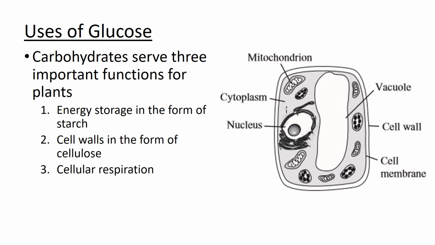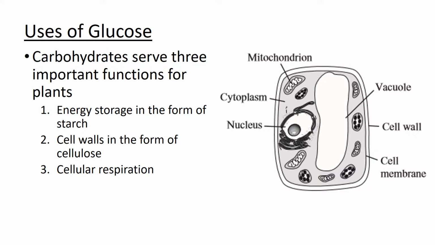For one thing, plants can store energy in the form of starch. Starch is a carbohydrate. It's a bunch of sugars combined. It's carbohydrates such as glucose combined with each other to form a more complex carbohydrate. But the point is, plants can store energy in the form of carbohydrates.